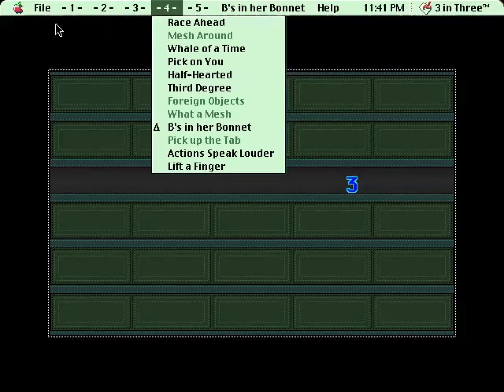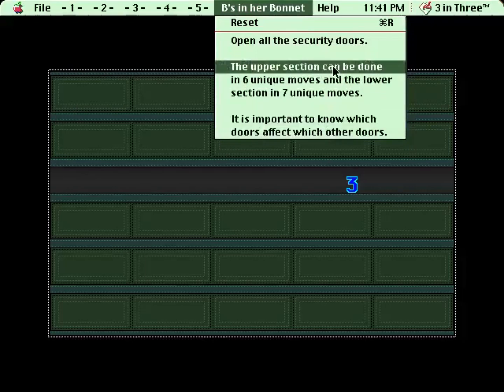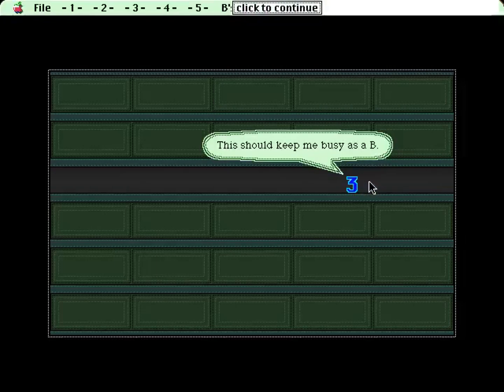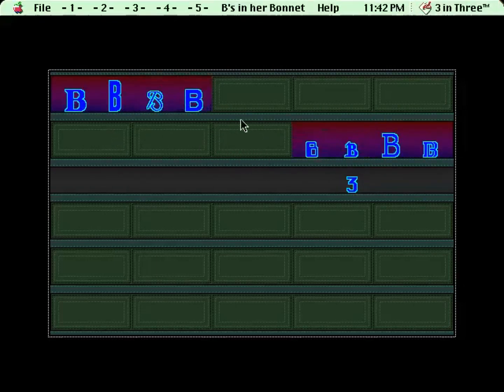Alright, this is another one of those outside-in sort of puzzles, isn't it? Upper section could be done in 6 unique moves, and lower section in 7 unique moves. Open all security doors. No, which doors affect other doors. Okay. This should keep me busy as a bee. But you're not actually a bee. There's lots of bees here, though.